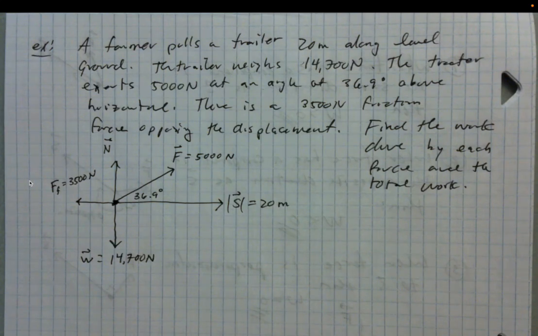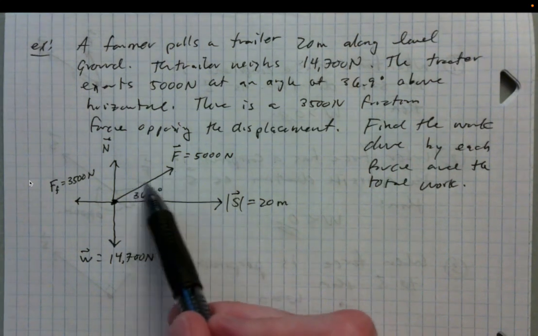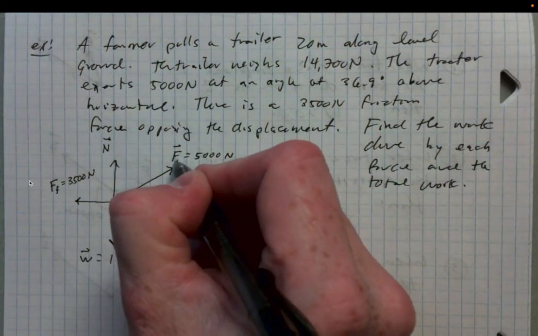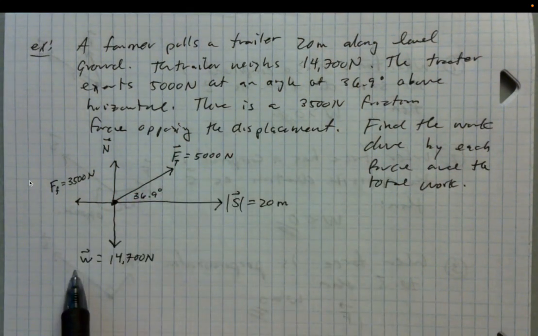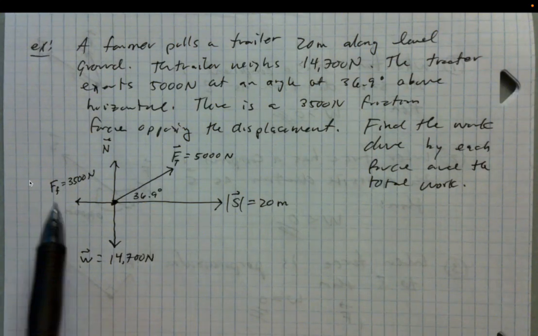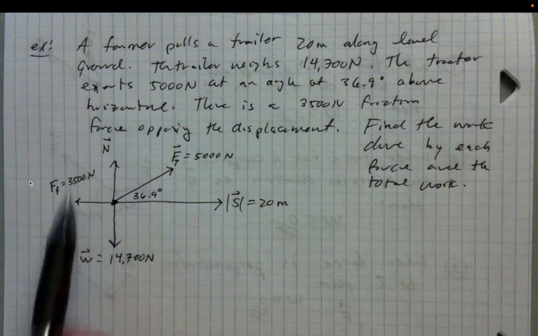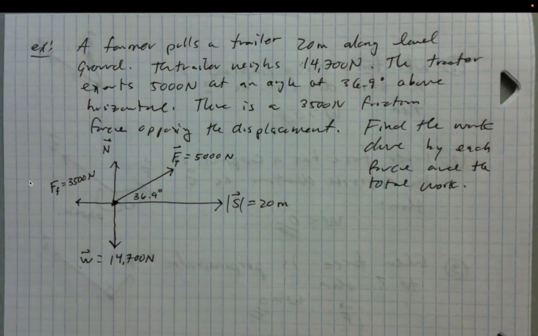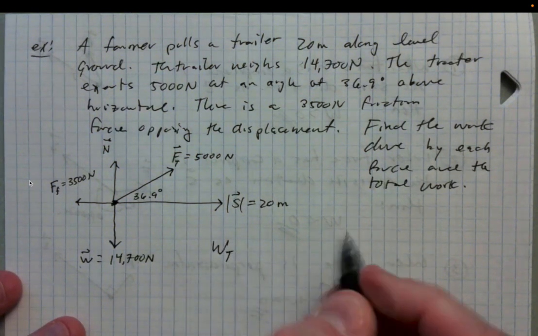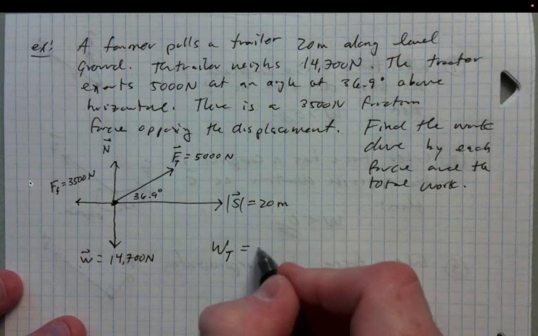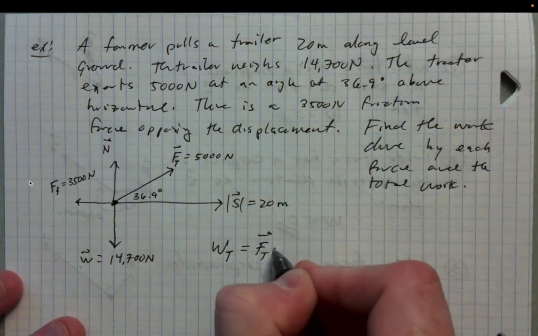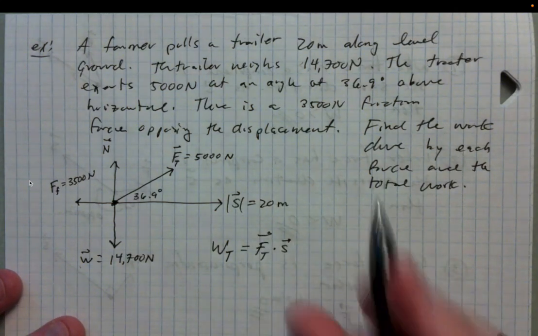Okay, let's calculate the work done by each of these forces. So you've got the force of the tractor. I'm going to put a T under there. You've got the weight, right? And you've got the friction and the normal force, right? So there are 4 forces at work on this trailer, and let's figure out what the work is in each case. So the work done by the tractor, denote it like this. Well, it's going to be the force done by the tractor dotted against the displacement, right?